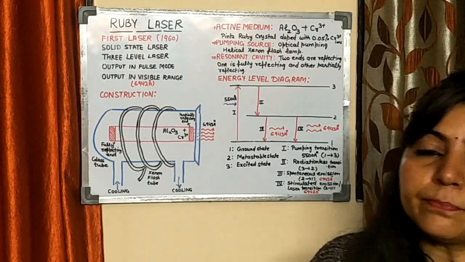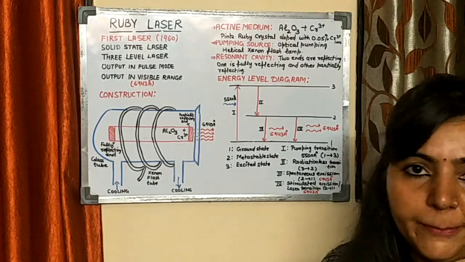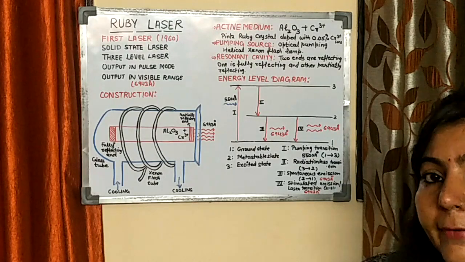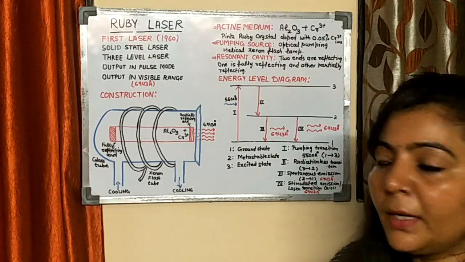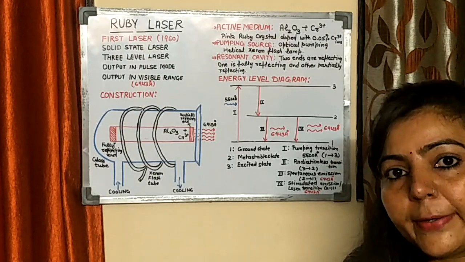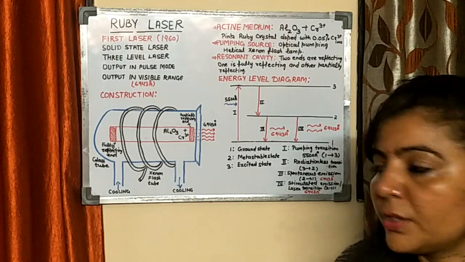One additional component is there. In this ruby laser, a large amount of heat is produced. Because of that, in order to remove that excessive heat from this laser system, water is continuously circulated. That water acts as a coolant here.